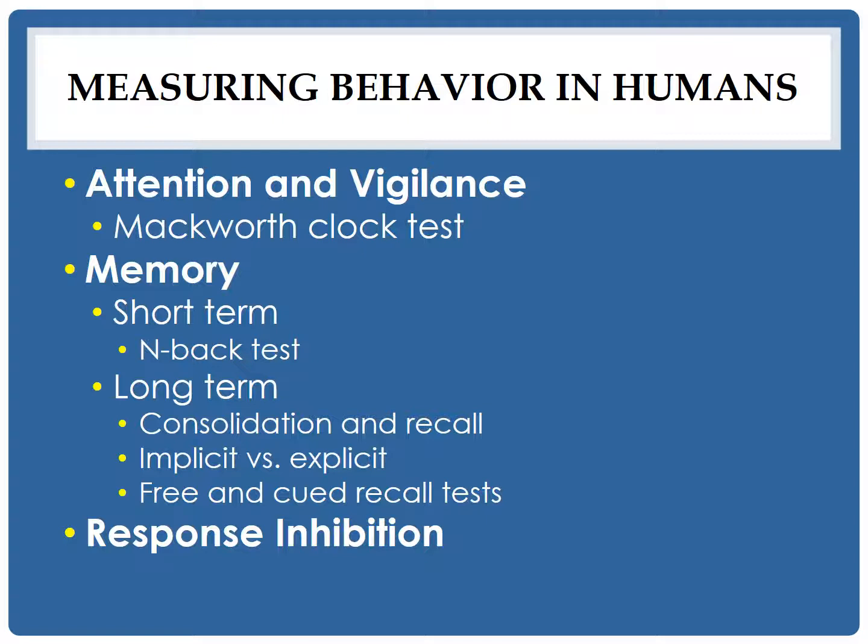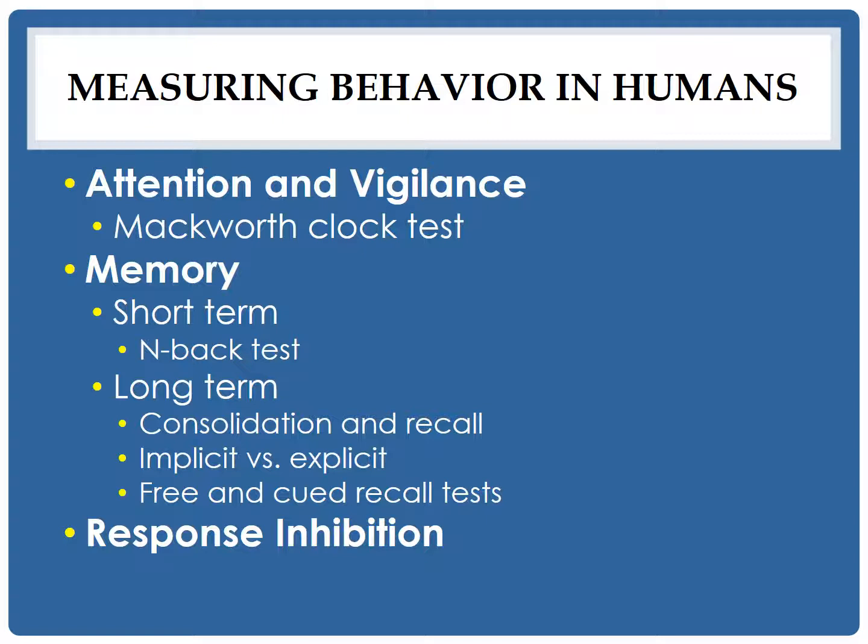Memory can be affected by drug use. You can test short-term memory with what the book describes. The n-back test is one way. Long-term memories come from short-term memories through consolidation and recall. So implicit or procedural memory is how to do something, how to ride a bike. Explicit or declarative memory is recall, what the name of the bike is or the fact of where your bike is located, something like that.